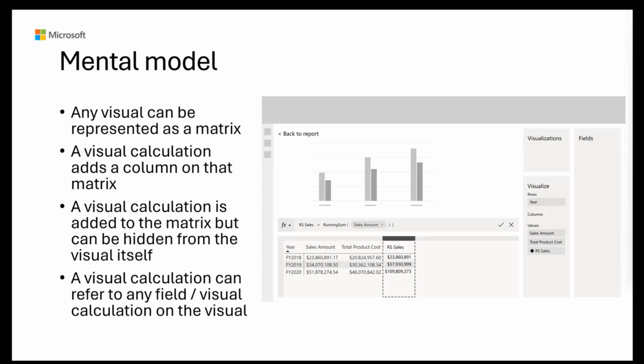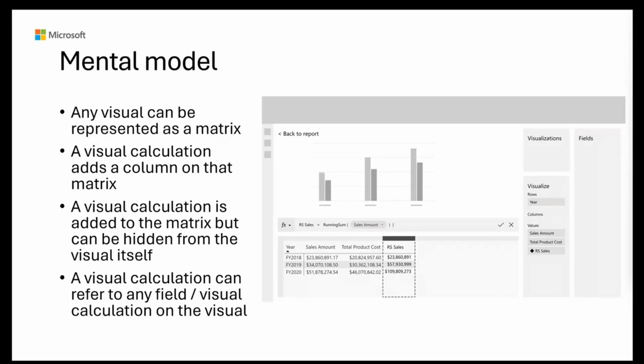So then anything that's on the visual matrix can be referred to by a visual calc. I said before that anything on the visual can be referred to. That's not entirely true. Anything on the visual matrix can be referred to. You don't have to show everything on the visual. I'll show you that in a second.